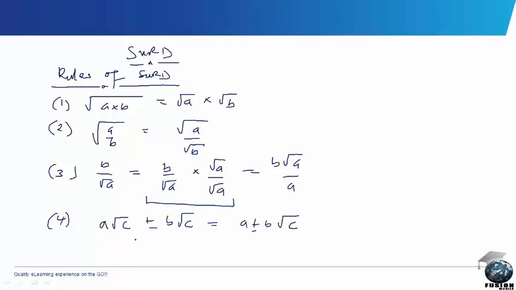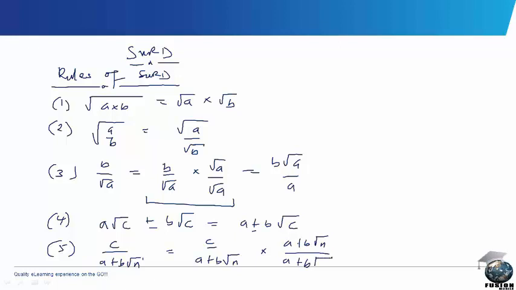Rule number 5 states that if we have a surd in the form of c over a plus b root n, we have to multiply both sides with the denominator like we discussed earlier, and so we have c over a plus b root n, times a plus b root n, all over a plus b root n. So these are all the rules we have in surd.